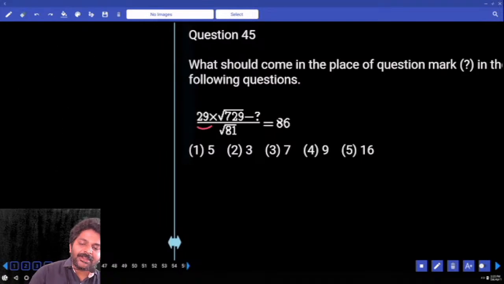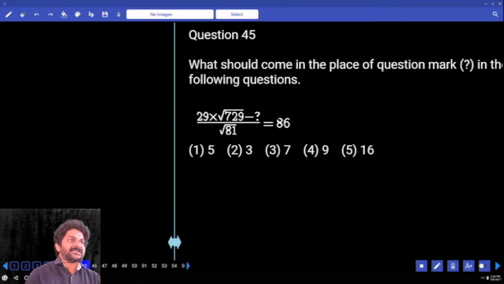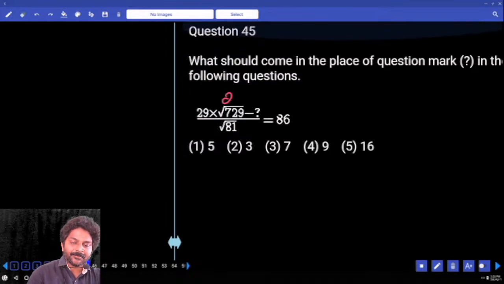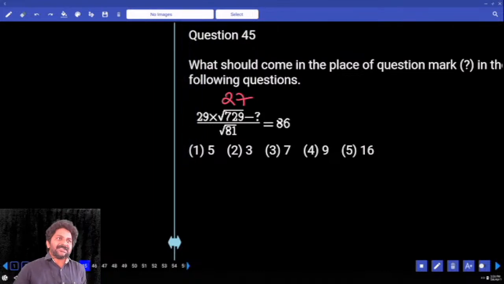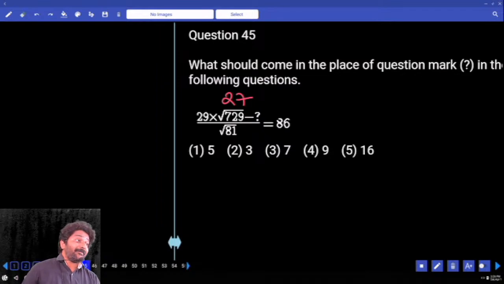Right, 29 into under root of 729, which is 27. Now you have 29 into 27. That is a product of consecutive numbers only. If you have a product of consecutive numbers, how do you do it? Middle number square minus 1. What is the middle number? 28. Square. 784 minus 1.